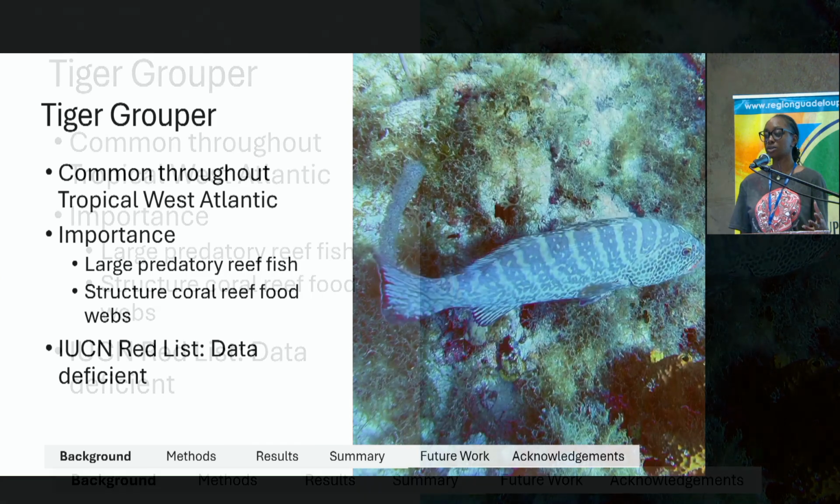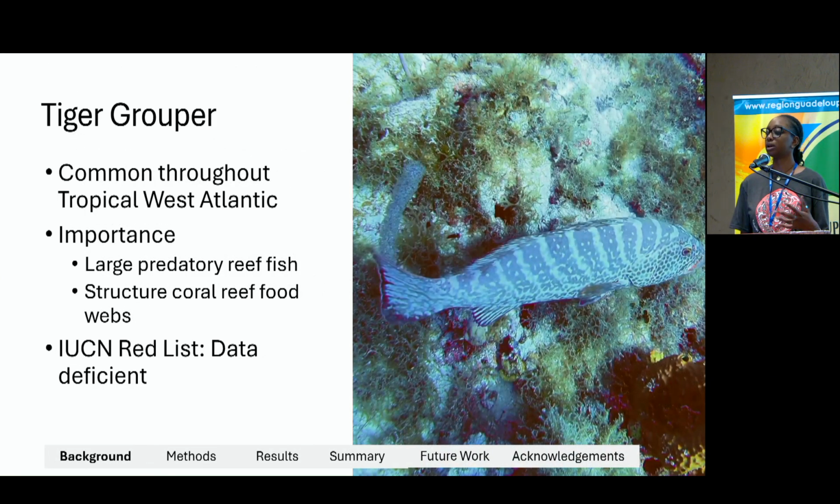Tiger grouper, also common throughout the tropical West Atlantic and an important large reef predator, but they are listed as data deficient on the IUCN Red List. We just know a lot less about this species compared to Nassau.